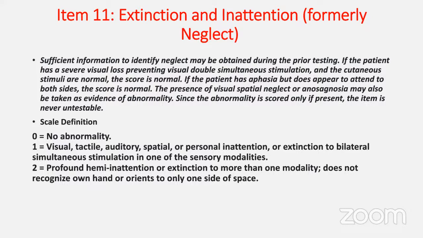Here we give 0 if there is no abnormality, 1 for visual, tactile, auditory, spatial, or personal inattention or extinction to bilateral simultaneous stimulation in one of the sensory modalities. We give a 2 for profound hemi-inattention or extinction to more than one modality.